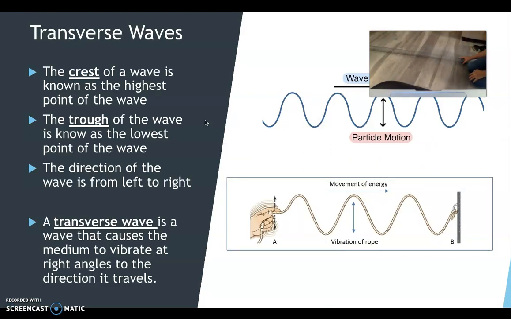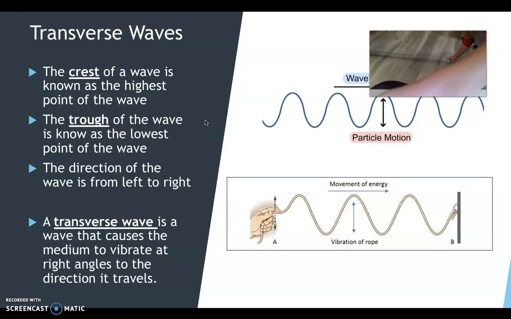So transverse waves. Transverse waves are going to have a crest and a trough, and my particles are going to be moving up and down, but my wave is going to go left to right. So there's my wave. My particles are going to be moving up and down. If I pause this, your crest is going to be at the top, your trough is going to be at the bottom. So watch, my wave is moving through this slinky left and right, but the particles are going to go up and down.